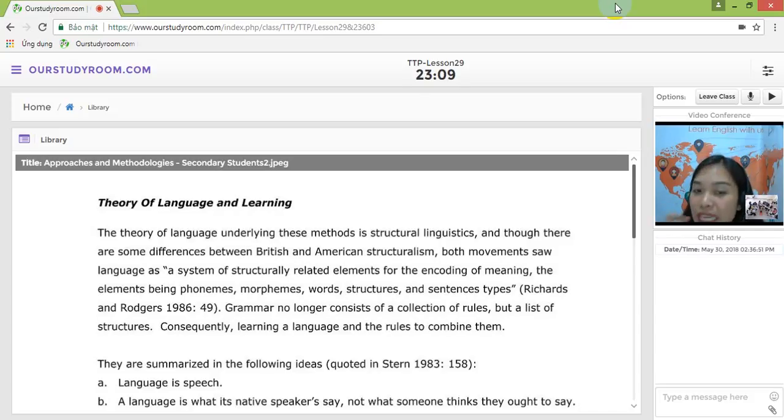Okay, letter D. A language is a set of habits. What is this? It's very difficult to explain, to express our thought. How about the others? Do you have any idea? Lucy?